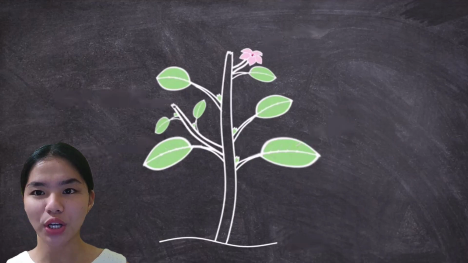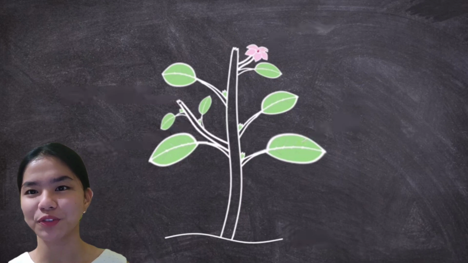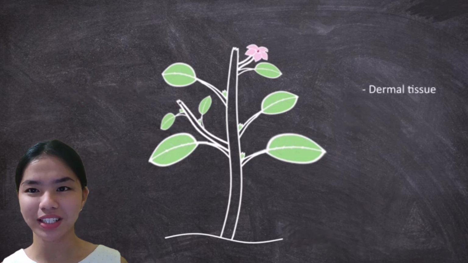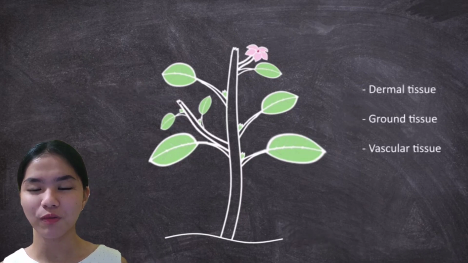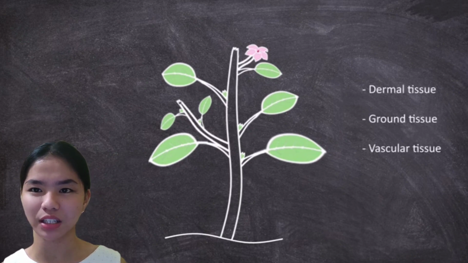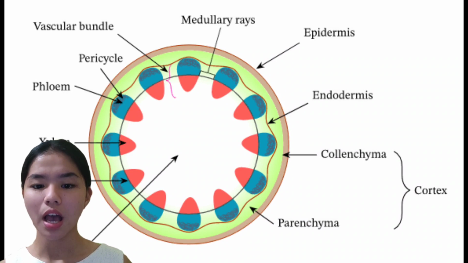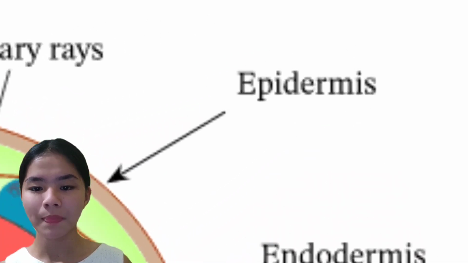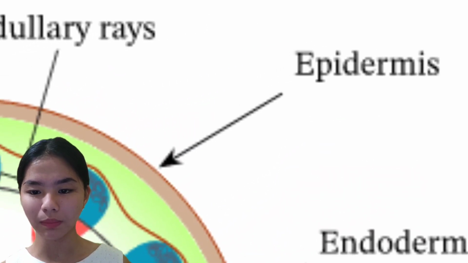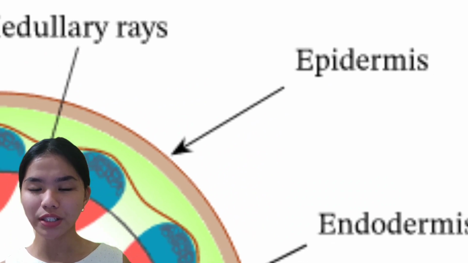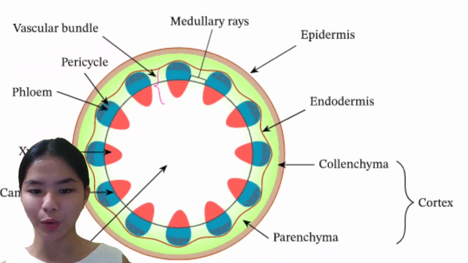In the internal structure of the stem, there are four types of tissues present: dermal tissue, ground tissue, vascular tissue, and the meristematic tissue. Dermal tissue protects and covers the plant. Under this is the epidermis, a single layer of cells found in plant dermal tissue.